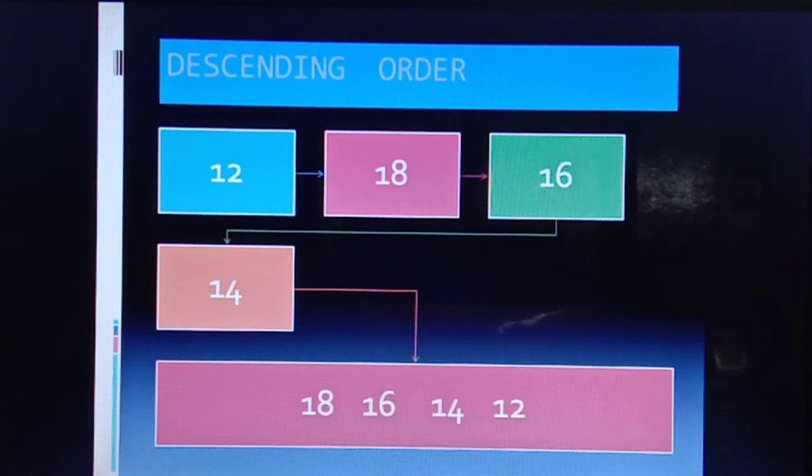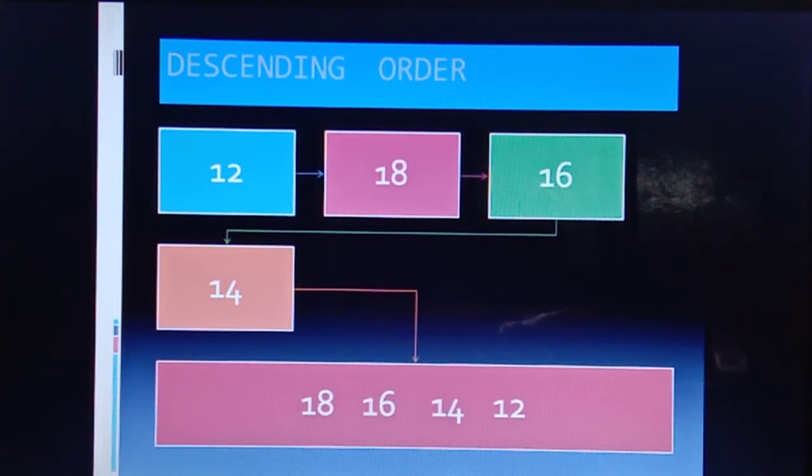Let's see how we can do this. We have to compare the digits present at ones place in all the 4 numbers. In 12 it's 2, in 18 it's 8, in 16 it's 6, and in 14 it's 4. So among all the 4 digits, which one is the greatest? Yes, 18. 8 in 18 is the greatest one, so we have written 18 first.